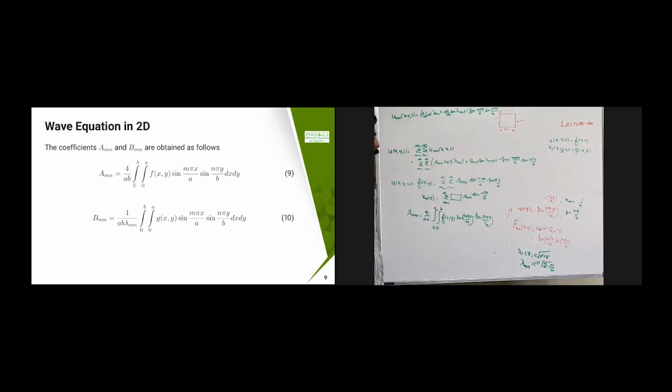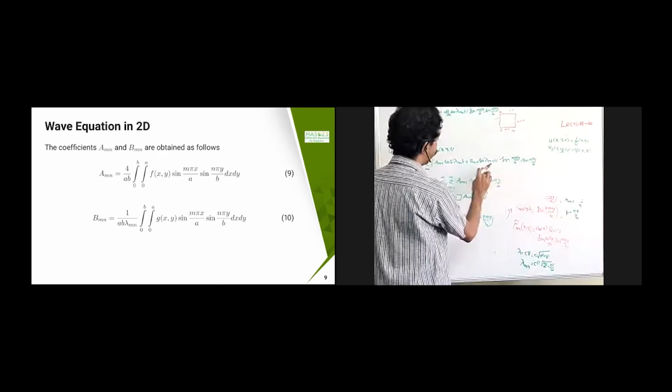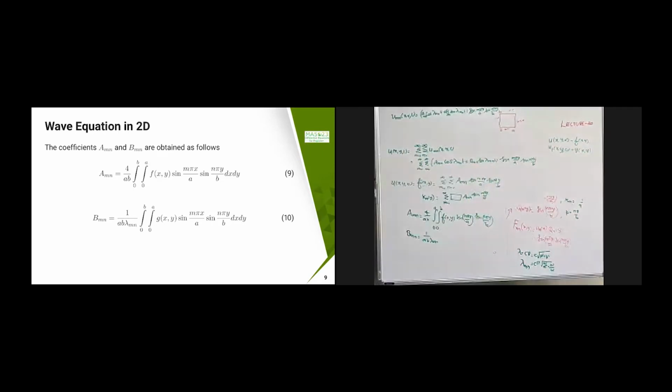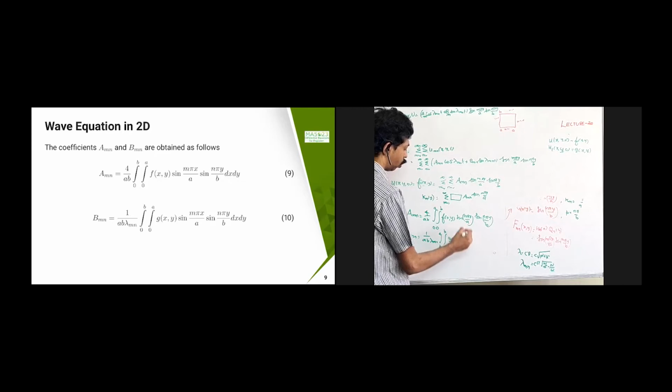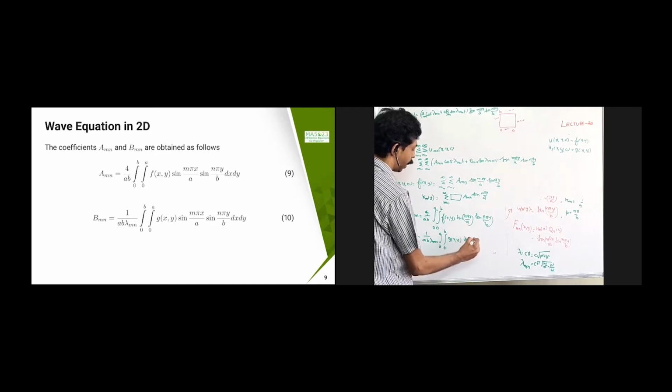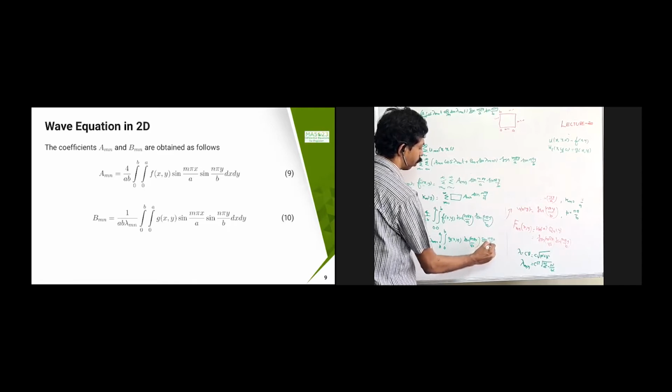Now you can apply the same logic for the other one, so in that case you are going to get bmn. So bmn is also going to come. It is going to be 1 by... here one more term will cancel. So you are going to get 1 by ab into lambda m1, because once you are differentiating, there is a lambda m1 that is going to come. Therefore you are going to get here 0 to a, 0 to b, g of x comma y into the same thing, sin m pi x by a and sin n pi y by b.